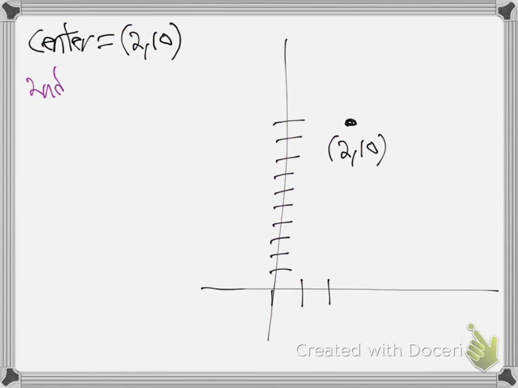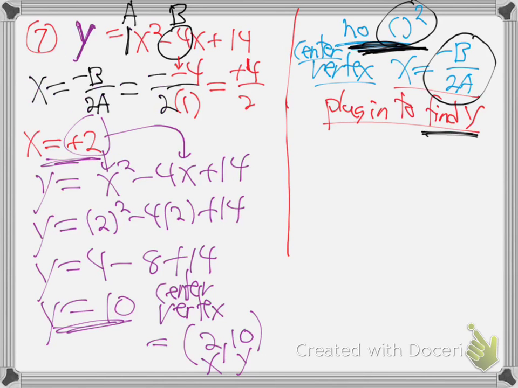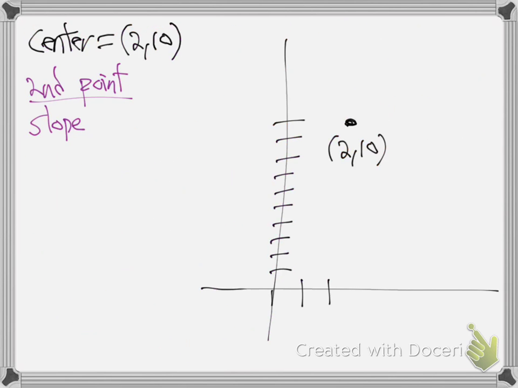The second point comes from the slope. What's the slope? Right in the front. Right here. Put it over 1. 1 over 1. It's rise over run. Both are positive. So from here you go up 1 over 1. There's your second point.